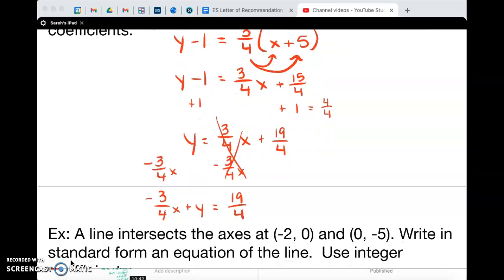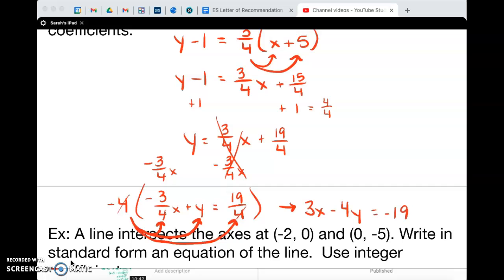Right. So I need to write it in standard form. Can't have these fractions. My denominator is 4, but I need to multiply by negative to make it a positive first term. So negative 4 times negative 3/4 is 3x. Right, the 4s cancel. Negative 4 times y is negative 4y. And negative 4 times 19/4. You don't even need to use a calculator because the 4s should cancel. You have 1 on the top, 1 on the bottom. So it equals negative 19. There's my line in standard form.